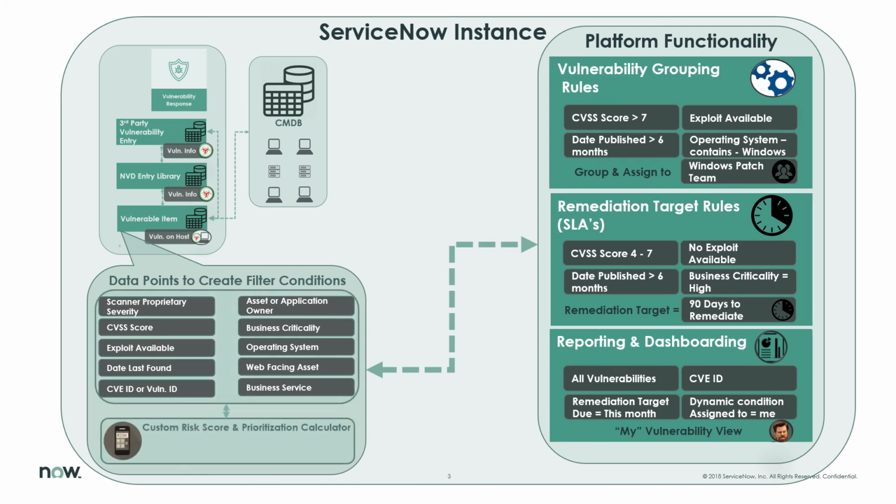And finally, all of these data points we can use and weight them to create a custom risk score or prioritization score to follow your risk model or prioritization model as a customer. And so now that we have a custom risk score or a custom priority for the ticket, we can use those as data points in this other platform functionality as well. So I want to replace CVSS score with my custom risk score for my vulnerability grouping. I want to do that as well for my remediation target rules. And finally, I want to look at my reports with a priority of critical.